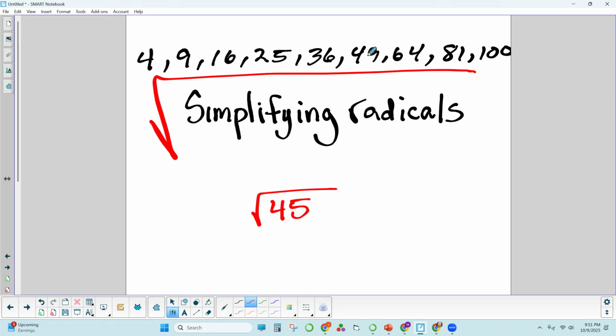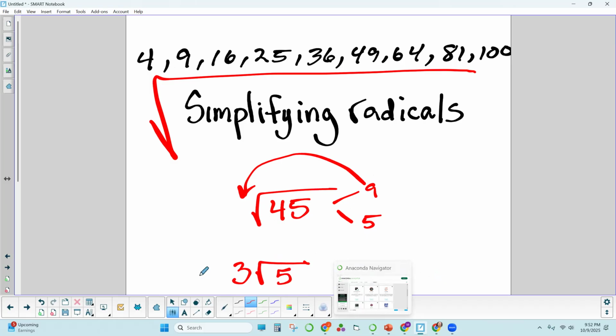So let's look at our list up here. 45. The largest factor of 45 that is a perfect square is 9, right? Because 9 times 5 is 45, all right? So then you take that perfect square and you take its square root and you bring it out front. So the square root of 9 is 3 and the 5 remains under the radical. Okay? So that's 3 square root of 5. That's the simplified radical. All right? It's as easy as that.